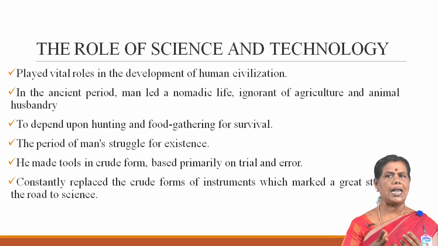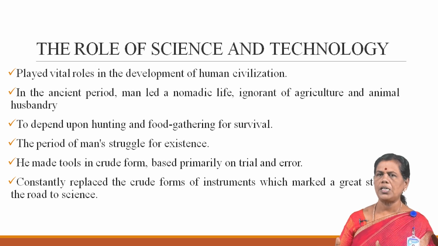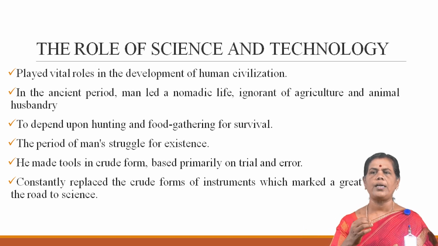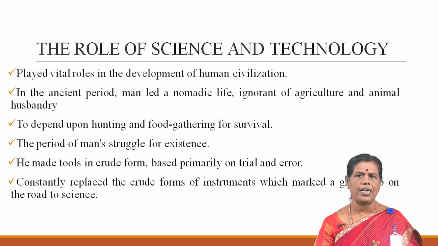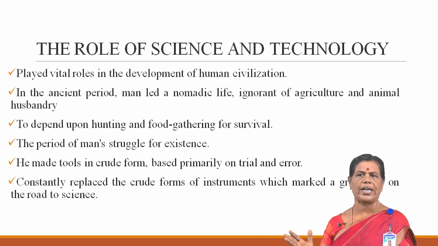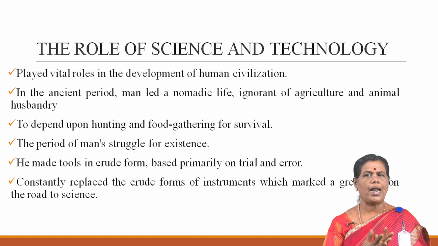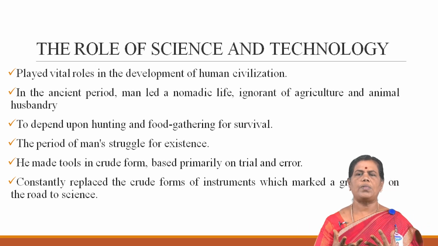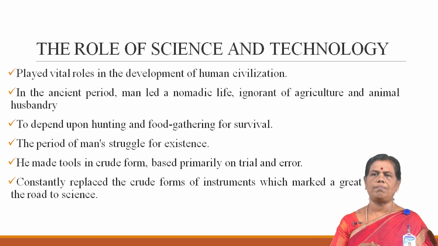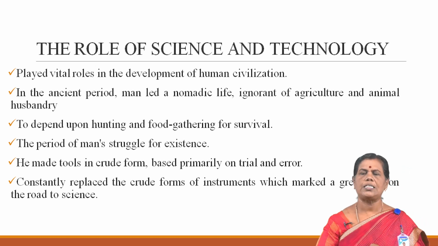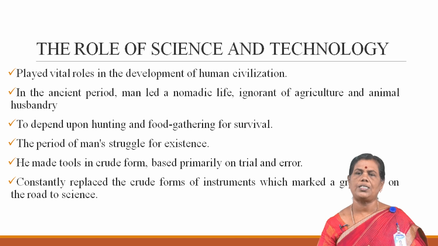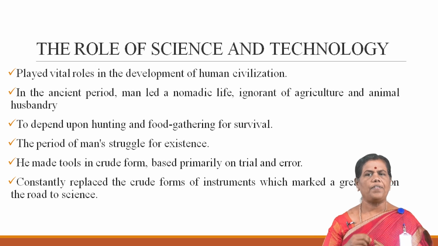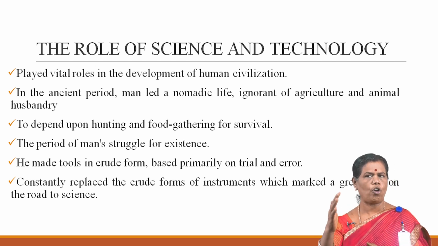In the ancient period, man led the nomadic life. Nomadic life means what? Wandering here and there, and ignorant of agriculture. He didn't know anything about agriculture and animal husbandry. He had to depend upon hunting and food gathering for survival. In the ancient civilizations, that is, in India the Indus Valley civilization, and the Egyptian civilization, and the Mediterranean civilization, we came to know that ancient man led the nomadic life.